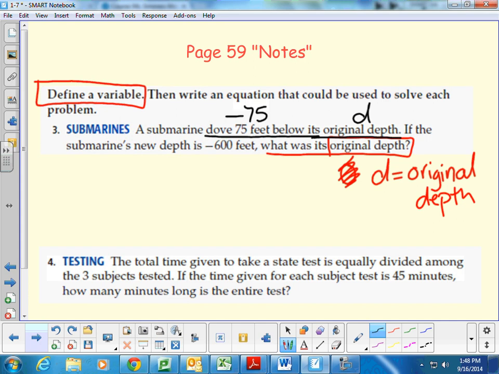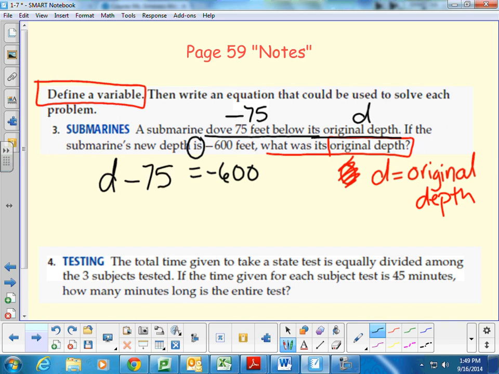And then it tells us that the submarine's new depth is, whenever I see those is and those was, that's equal to negative 600. So I know that it ends at negative 600, but I want to know what its original depth is. So how did I get to negative 600 from there? It looks like I went down 75.